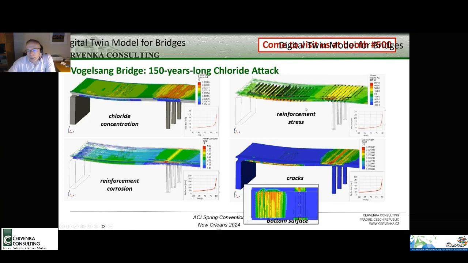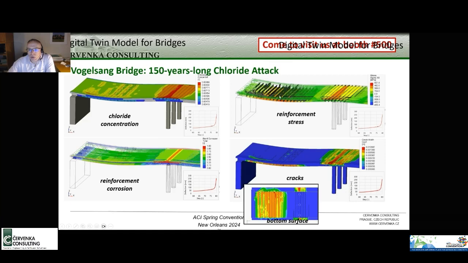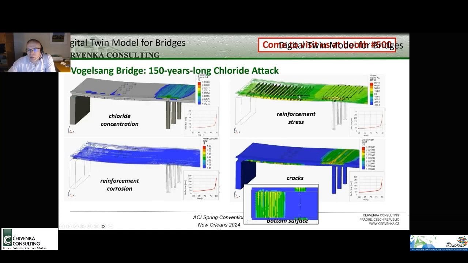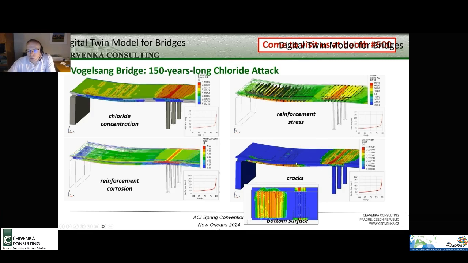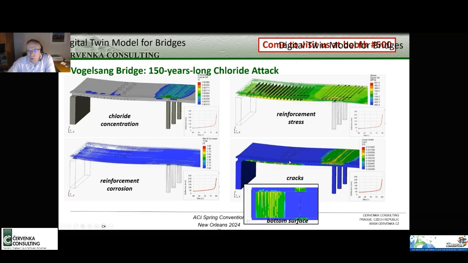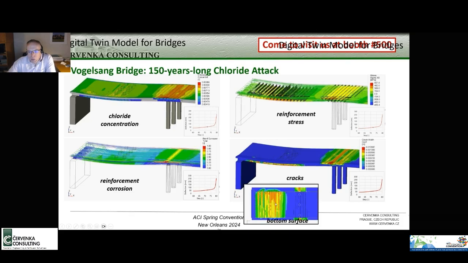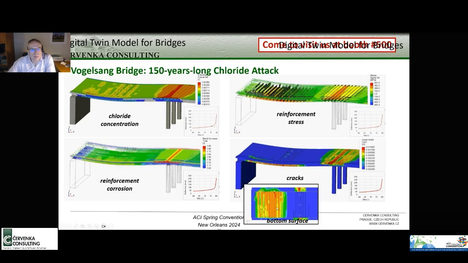This right top figure shows the cracks inside the structure, which is one of the unique visualization options in our software. This shows the crack width, which is also a very interesting and useful output quantity. And here we see a special figure showing the development of cracks at the bottom surface.